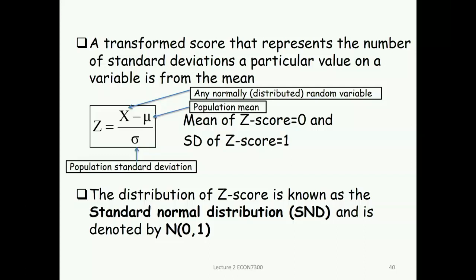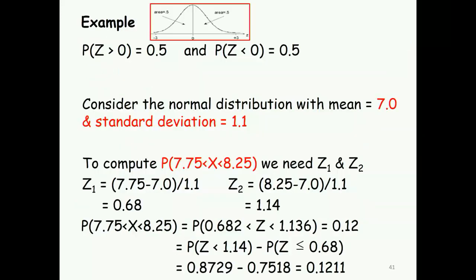So we are only picking one, and x is any normally distributed random variable. This is the population mean, this is the population standard deviation. The standardized mean is 0, and the standard deviation is 1. So the probability of z greater than 0 would be 50%. Less than 0 is 50%. So for any z value, greater than 0 has 50%, less than 0 is 50%.